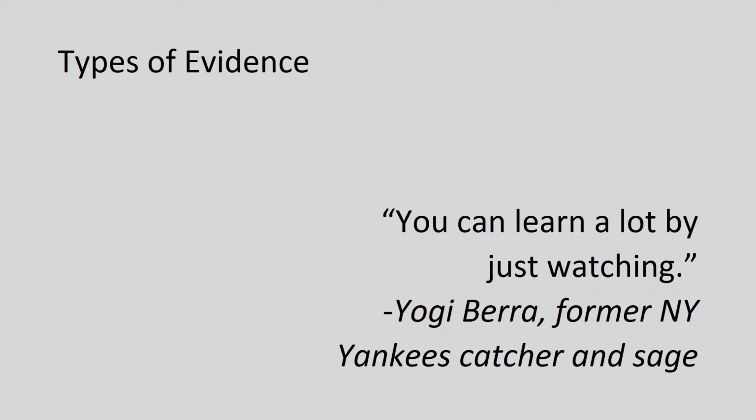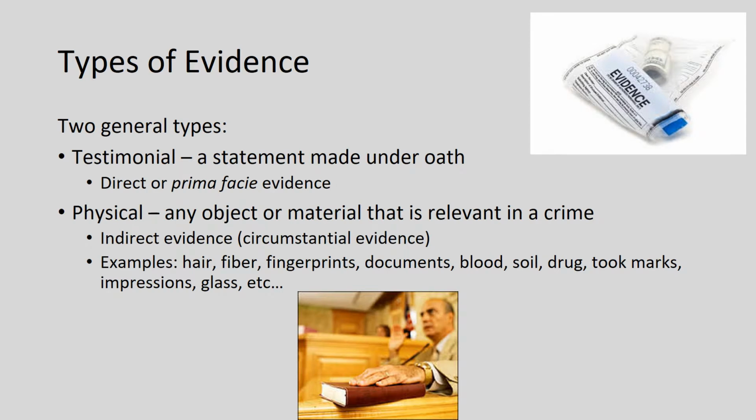Yogi Berra, former New York Yankees catcher, said you can learn a lot just by watching. So let's look at types of evidence. There are two general types. We have the testimonial, which are statements made under oath, and this is direct or prima facie evidence. And then we have physical, any object or material that is relevant in a crime. So we have the indirect evidence, which is circumstantial evidence. That would be your hair, fiber, fingerprints, documents, blood, soil, drugs, tool marks, impressions, and glass, and all of those things.